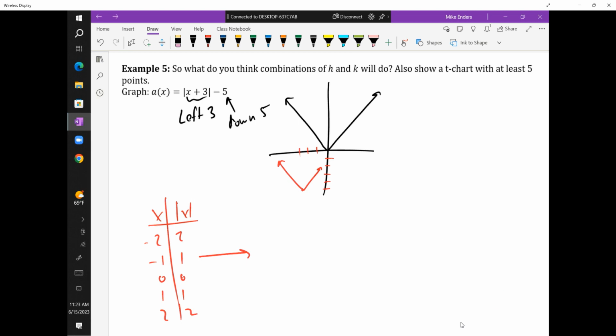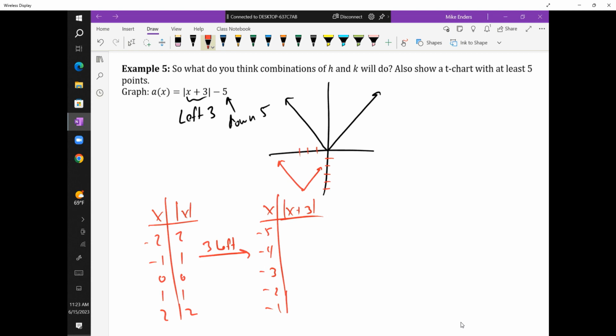So let's see what happens then. So let's do x, and then let's do the absolute value of x plus 3. So what we're doing on this one overall is we're recognizing that we're moving 3 left. Okay, so if I'm moving 3 to the left, -2 minus 3 should be -5. -1 minus 3 is -4. 0 minus 3 is -3. 1 minus 3, -2. 2 minus 3 is -1.